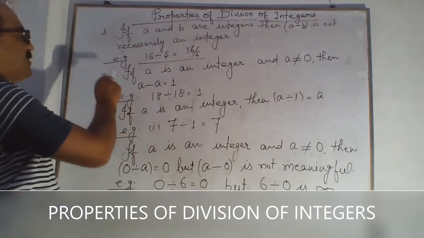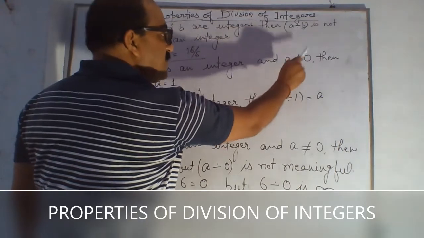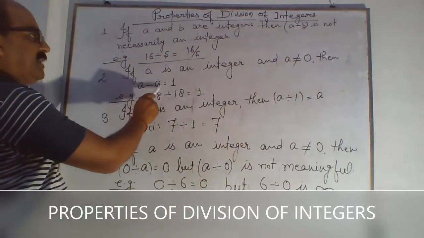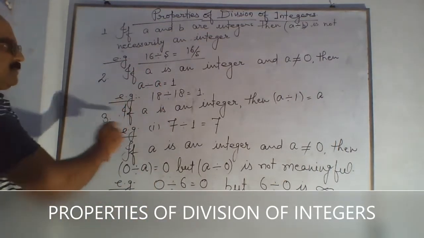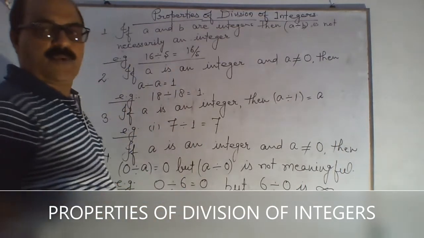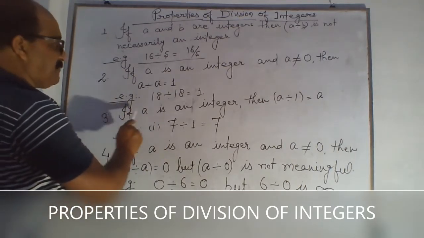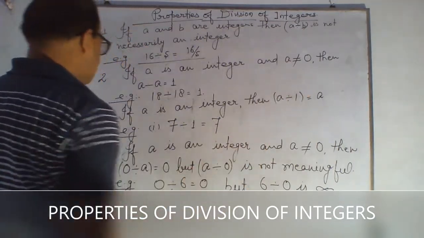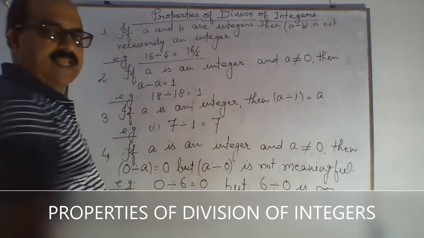Rule number 2: if a is an integer and a is not equal to 0, then a divided by a is equal to 1. For example, if 18 is divided by 18, we obtain 1. The next property is: if a is an integer, then a divided by 1 is a. For example, 7 divided by 1, the quotient is 7.